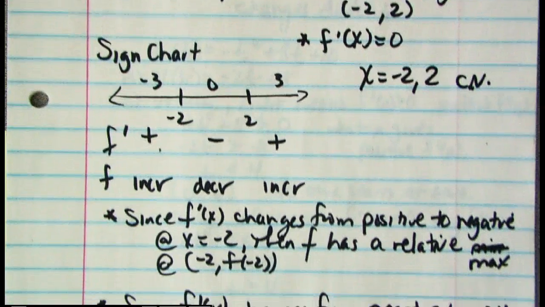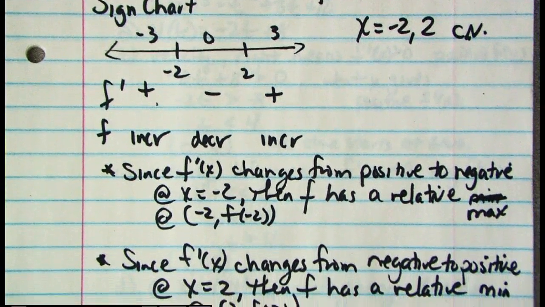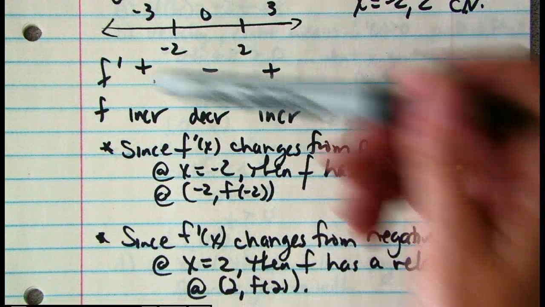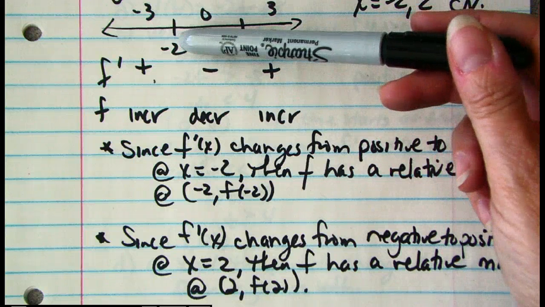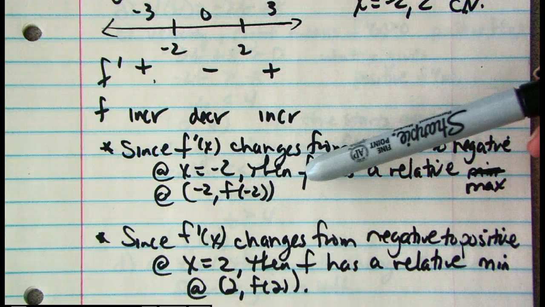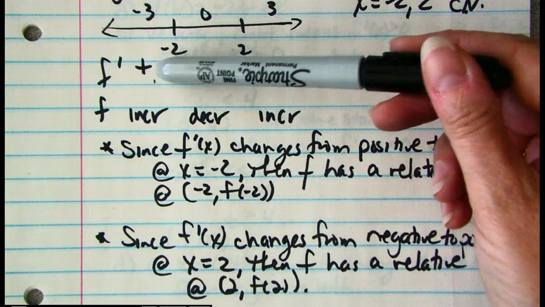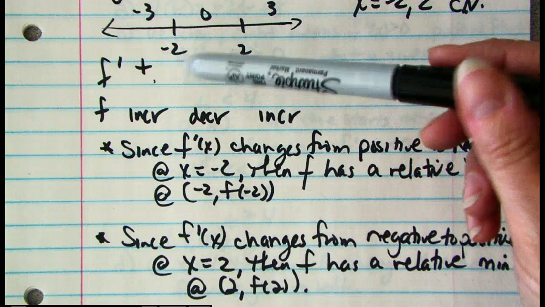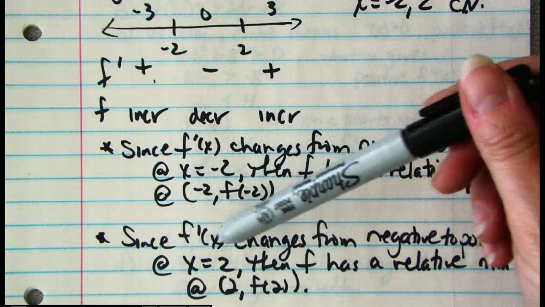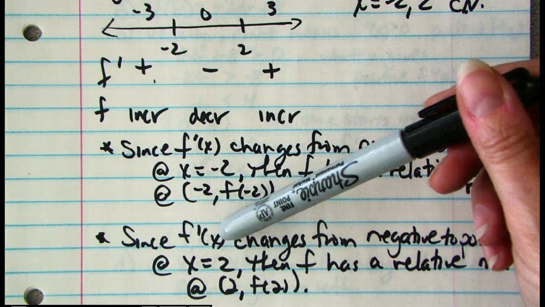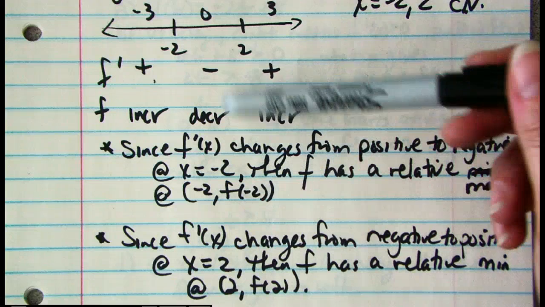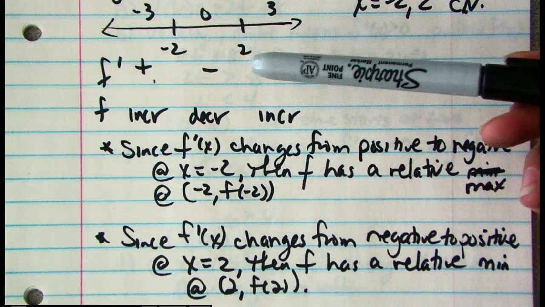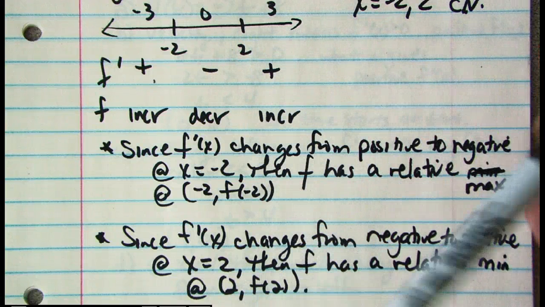Now I'm ready for my summation of my two statements. I have 2 because I have 2 critical numbers. So since f prime of x changes from positive to negative at x equals -2, then my original function f has a relative max at -2, f of -2. And then my second statement, since f prime of x, or my slope, changes from negative to positive at x equals 2, then f has a relative min at 2, f of 2.